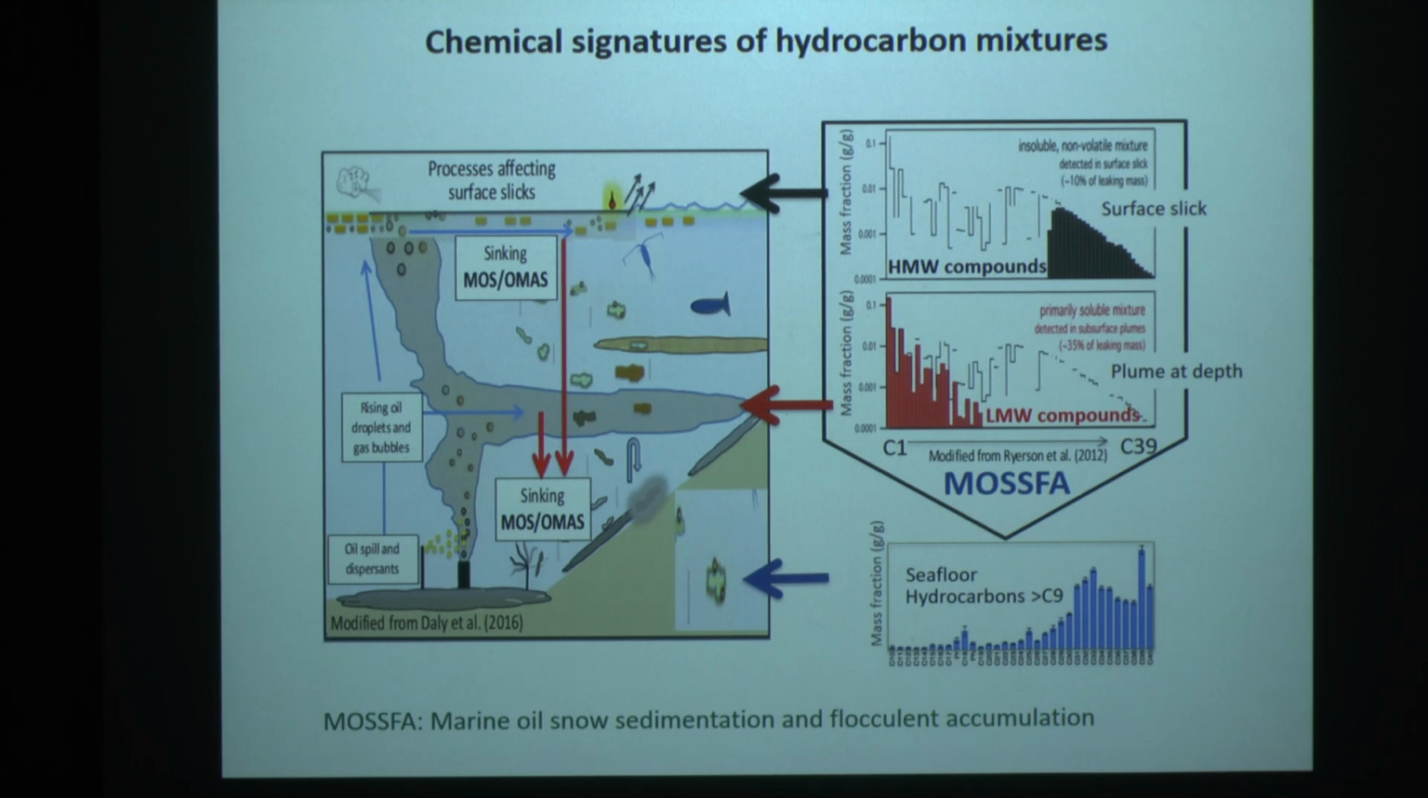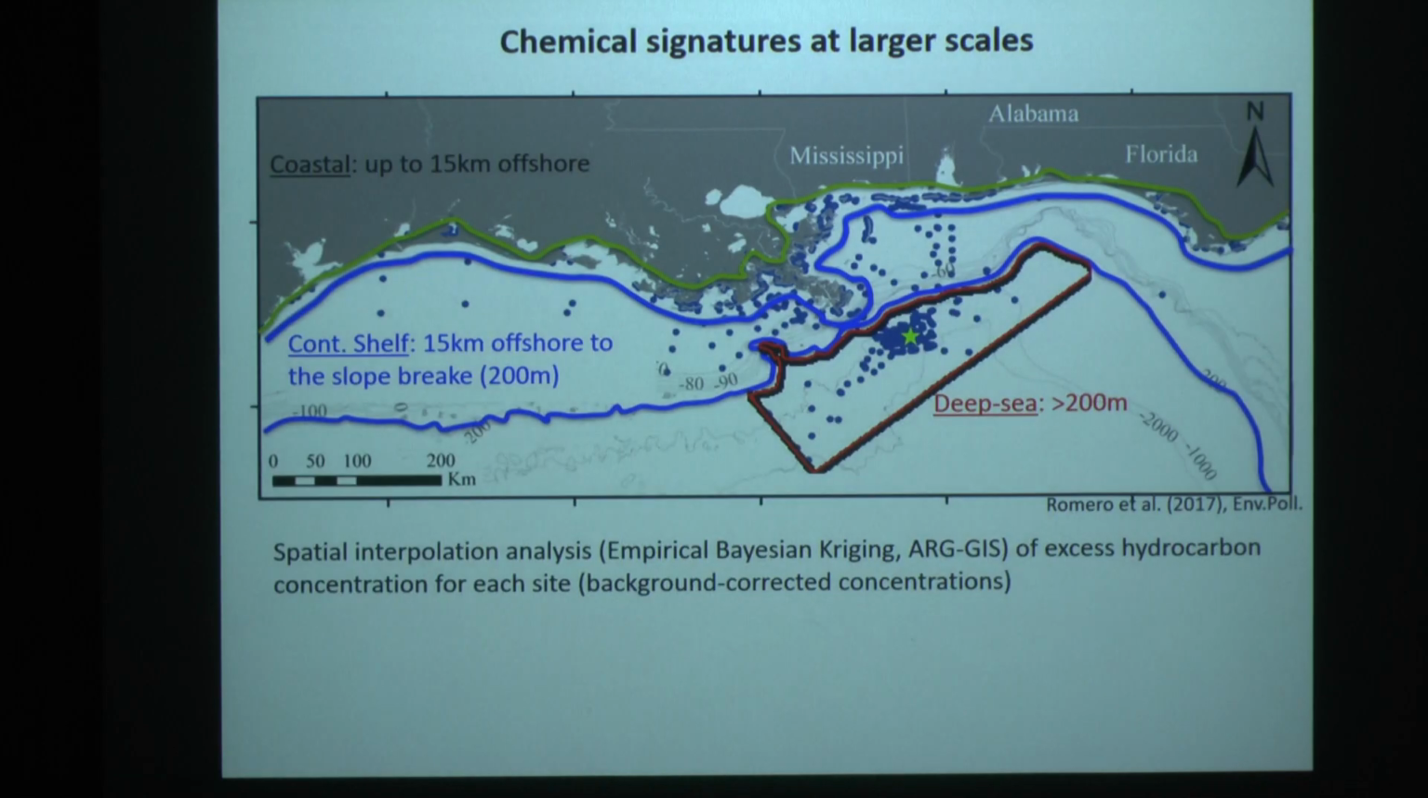So again, here we wanted to test if what we see in one location in the northern Gulf of Mexico, which is the DeSoto Canyon, we could see the same pattern at a larger scale. So the next step was that I took publicly available data that was generated by BP and through the NRDA program, through the government, and I processed it and divided it into three areas: the coastal, continental shelf, and the deep sea.